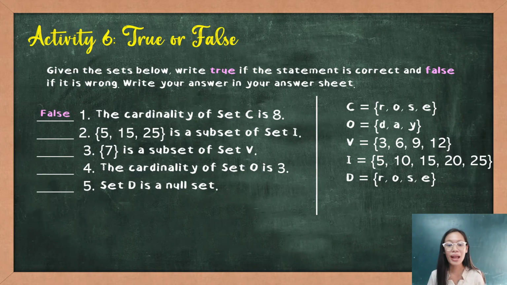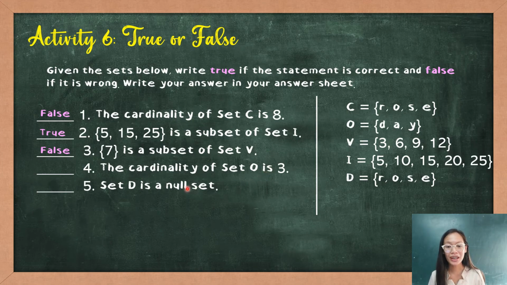On number 2, 5, 15, and 25 is a subset of set I. Let's see. Alright, we have the element 5. Ayan. At saka nandoon din si 15. At saka si 25. Tama. So the answer in number 2 is true. On number 3, 7 is a subset of set V. Tingnan natin sa set V. Eto, may nakikita ba kayong element na 7 sa set V? Wala. Kaya ang sagot natin ay false.